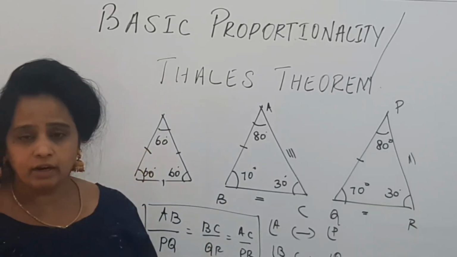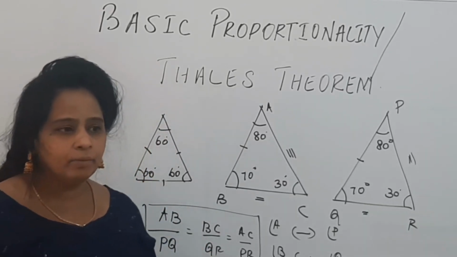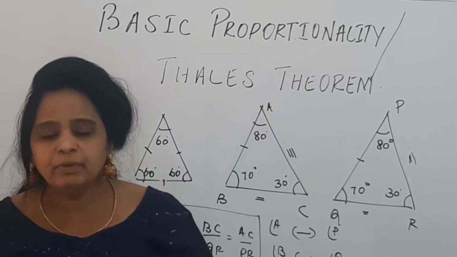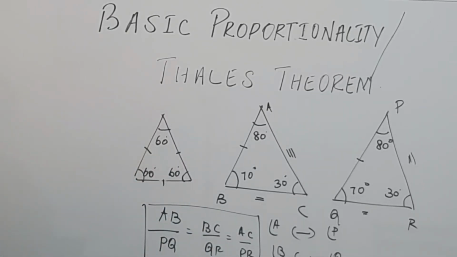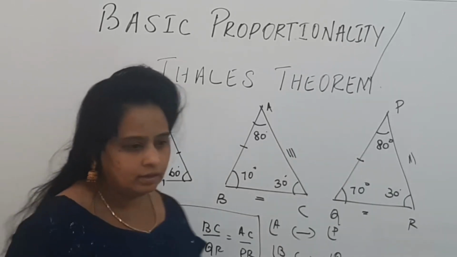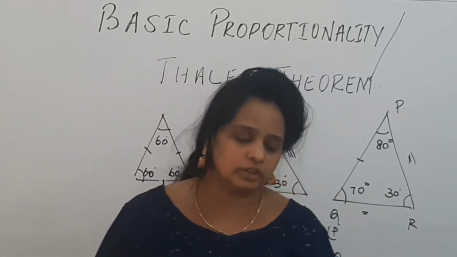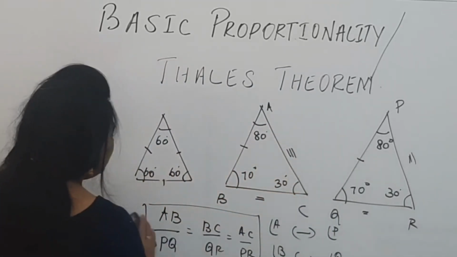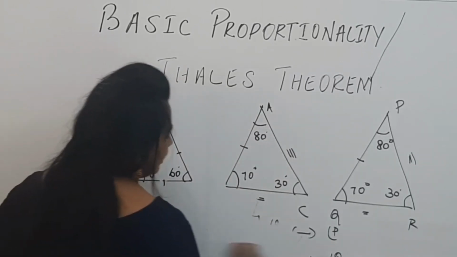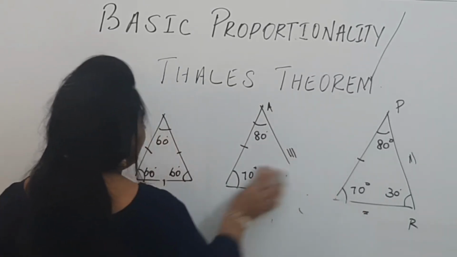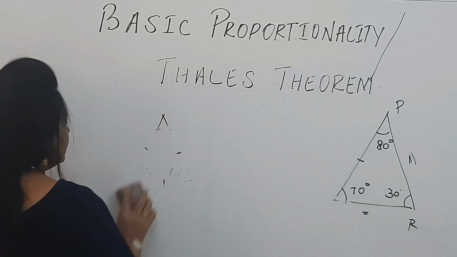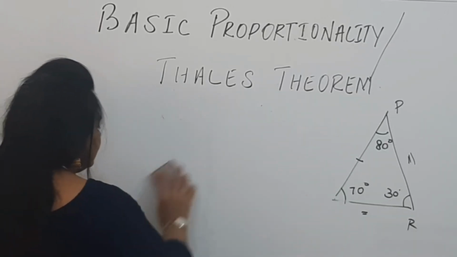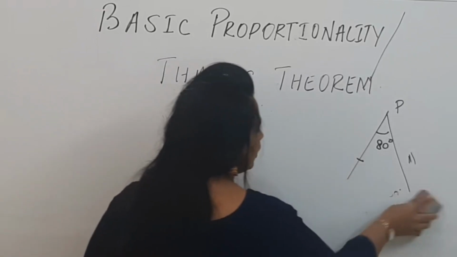Children, before giving the statement of the theorem, I want you to remember this concept also. Hope everyone knows the area of a triangle. Area of a triangle is nothing but half base into height. Of course, for a 90-degree triangle, it is half base into height.